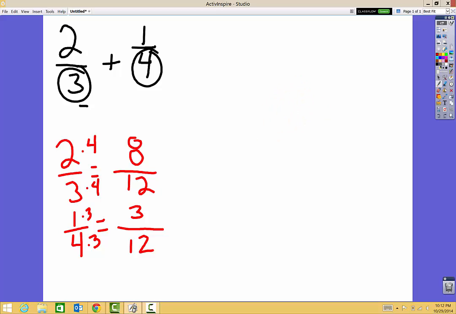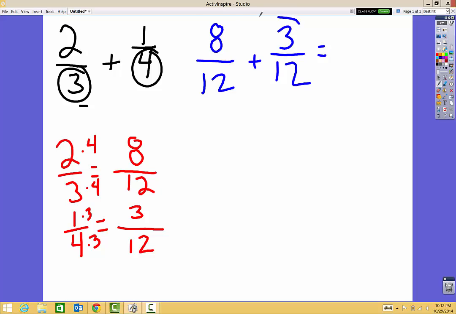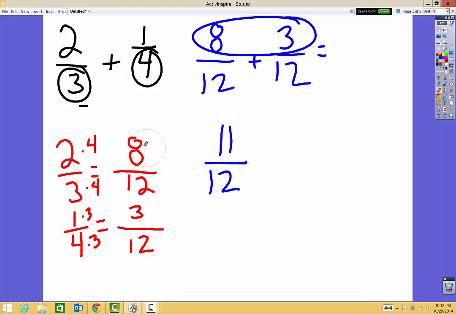Instead of 2/3 plus 1/4, I can now rewrite them using those common numbers. So 8/12 plus 3/12. And now I can just add, like before, my numerators. 8 plus 3, that is 11, and my denominators stay the same. So my answer is 11/12.